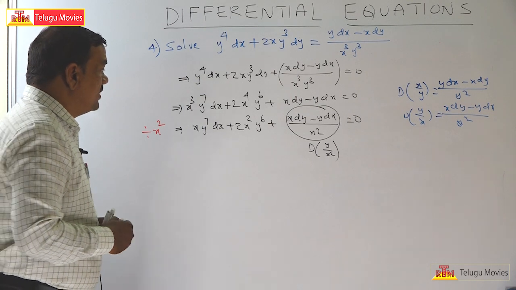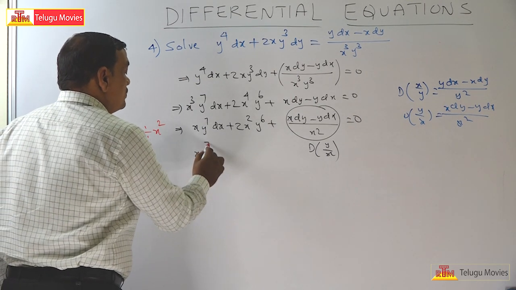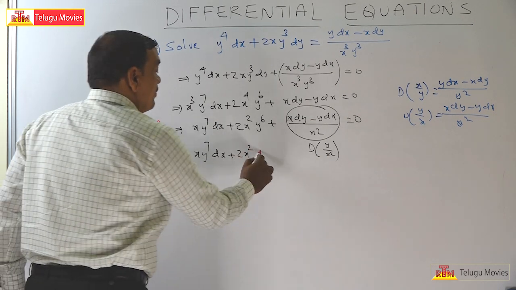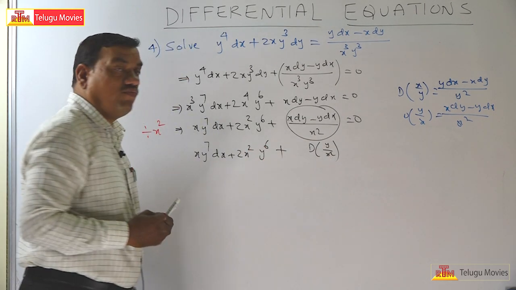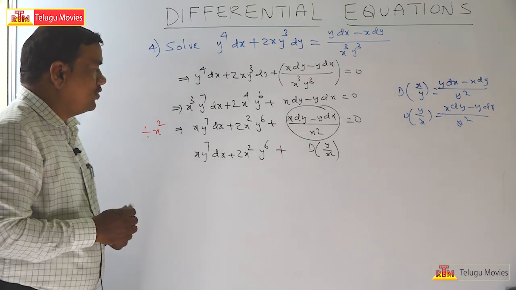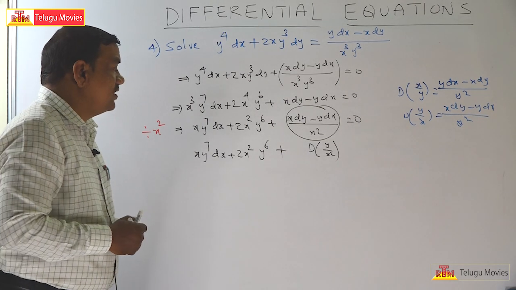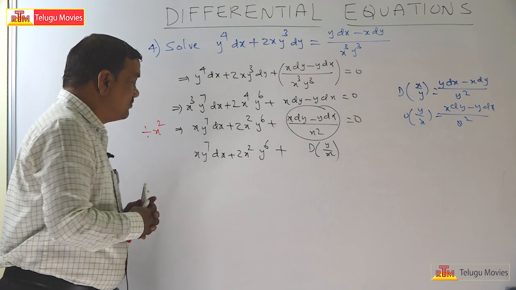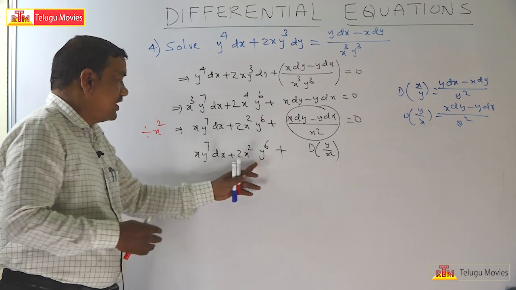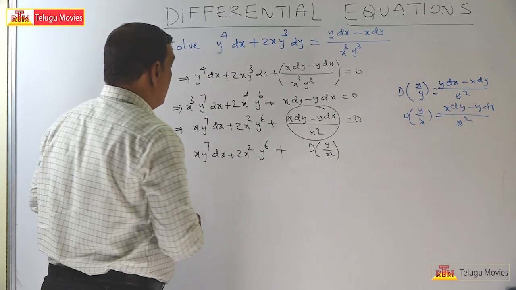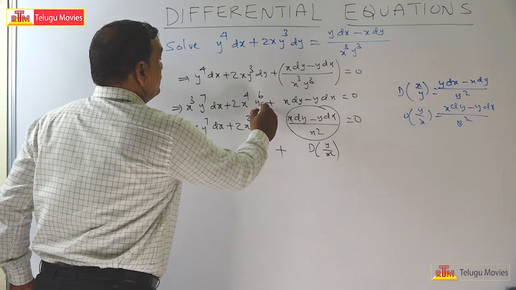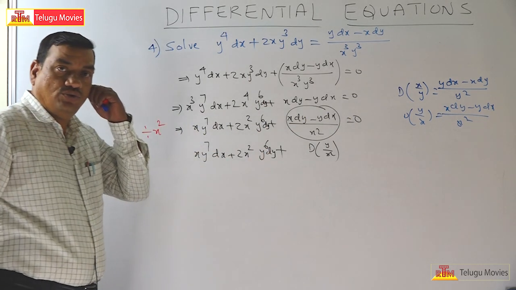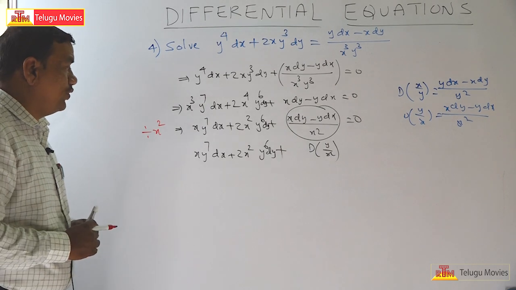Now, coming to here, this is equal to x power 7 dx plus 2x square y power 6 plus derivative of y by x. But here you have to think in a very logical way. So, here what I am going to do is, can you group these terms? Can you group these two terms here? We cannot group. Here you will get dy, here also dy. Can you group these two terms? It is somewhat difficult to group these.